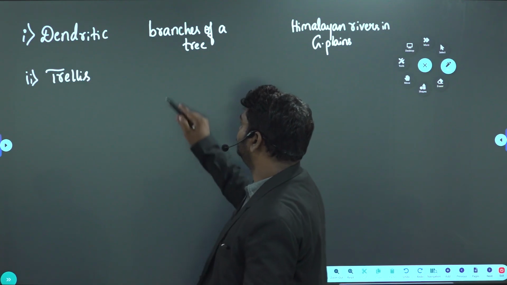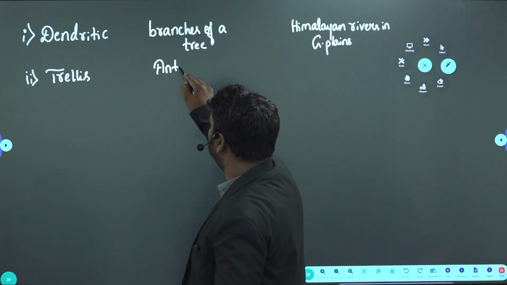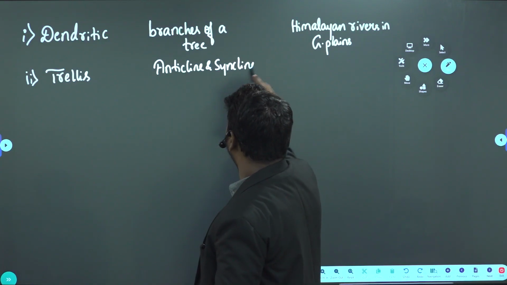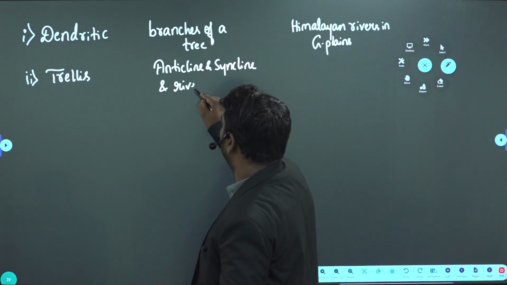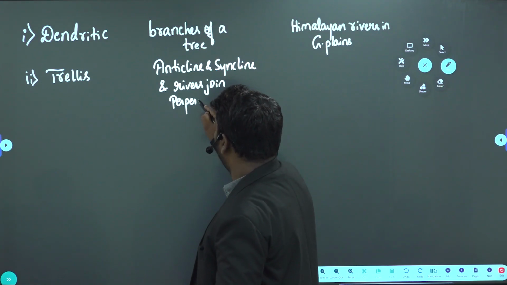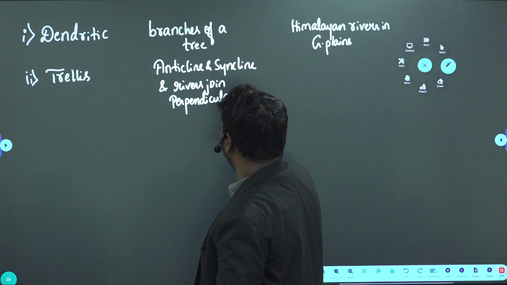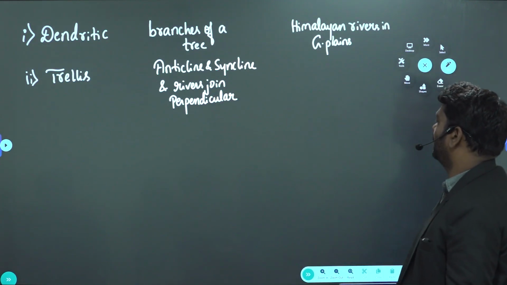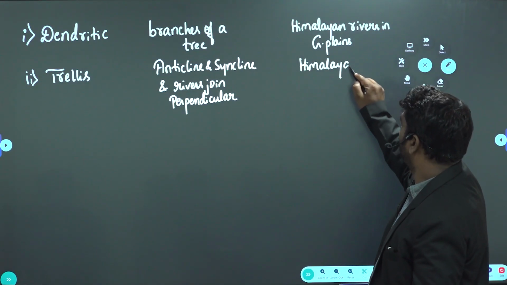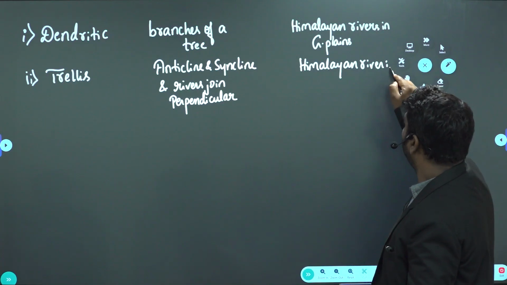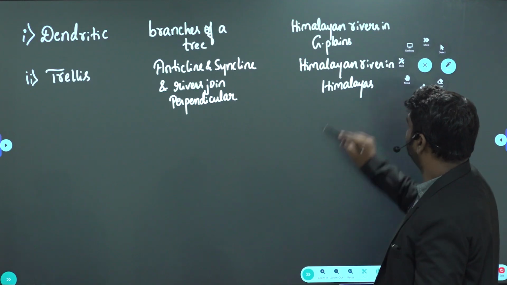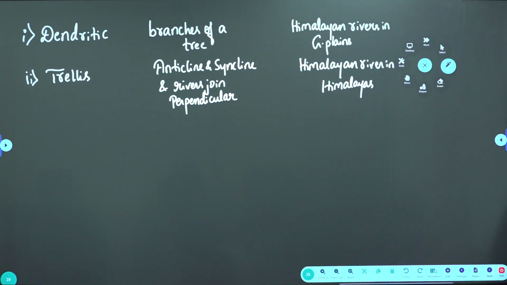Trellis pattern: when there is anticline and syncline and rivers join perpendicular. Himalayan rivers in Himalayas, you'll observe trellis pattern.